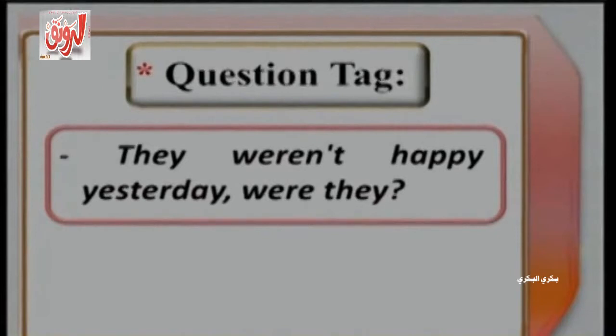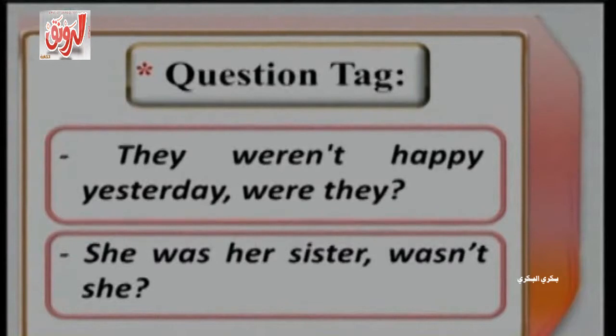They weren't happy yesterday. Were they? They weren't happy yesterday. Negative. The question tag must be positive. Were they? They were happy yesterday. Weren't they? Remember that. She was her sister, wasn't she? She wasn't her sister, was she?